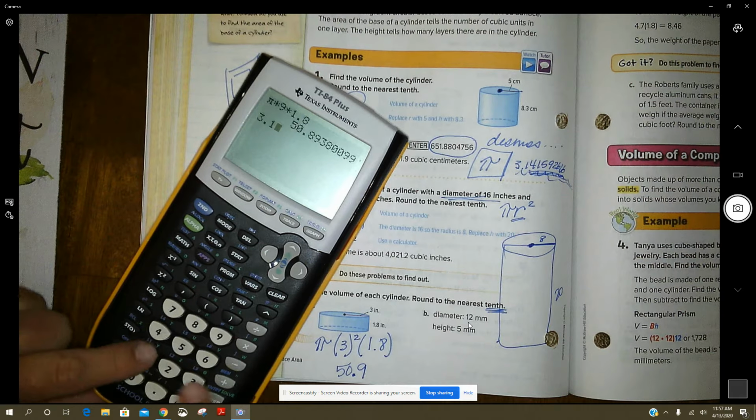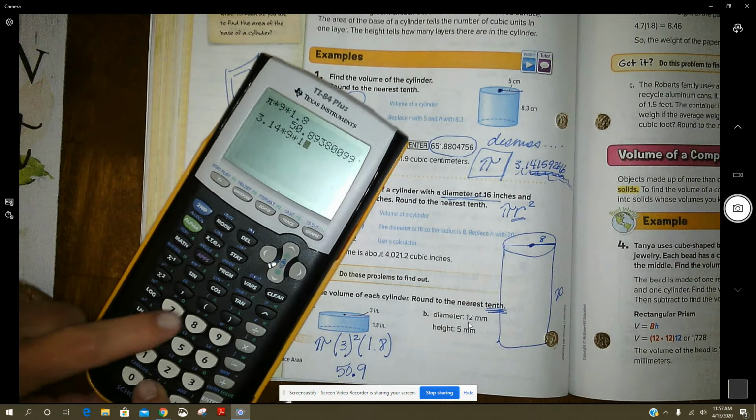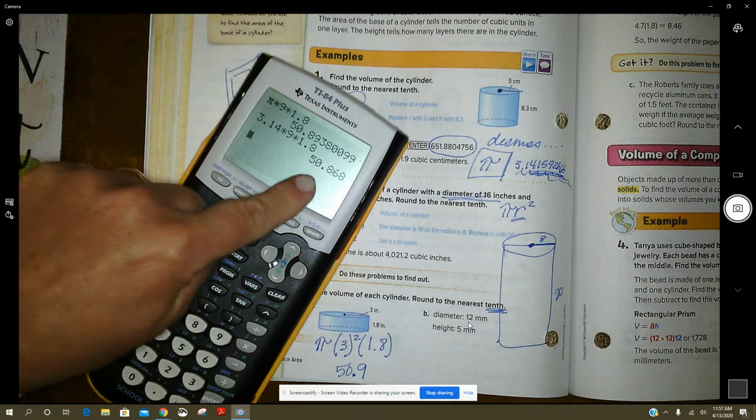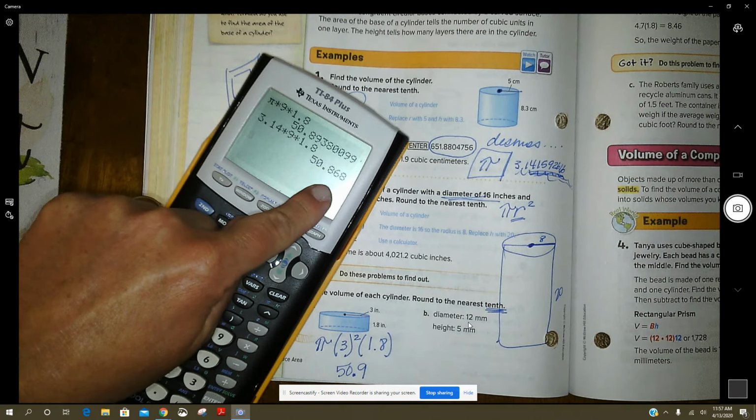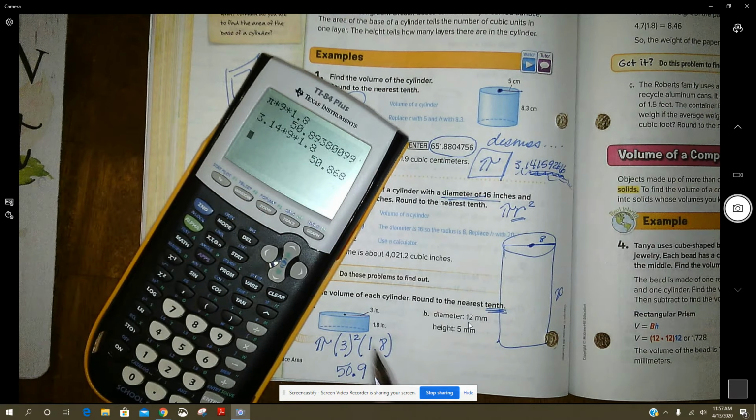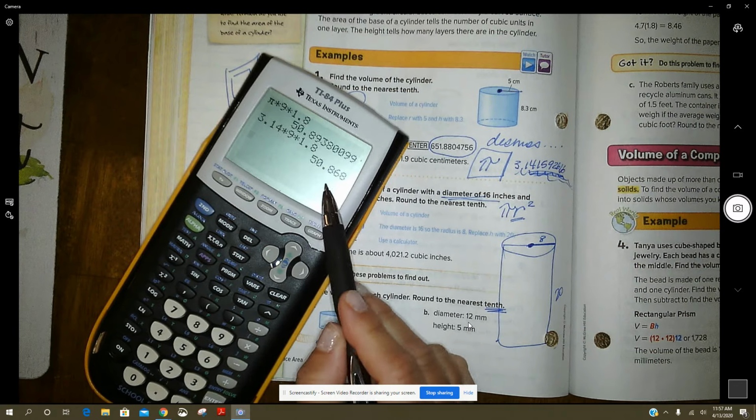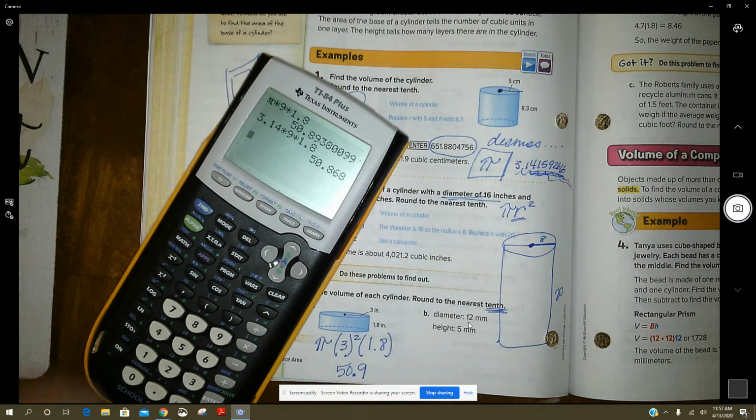If I only use 3.14 times 9 times 1.8, I'm going to get, oh, look at that. I did end up getting the same thing, so good job. However, that might not always happen, so you have to be really careful, okay?